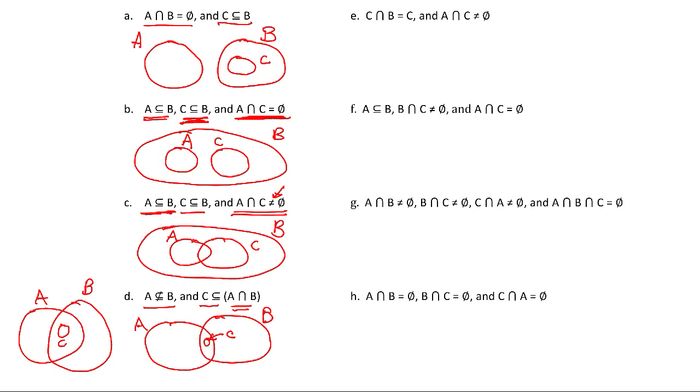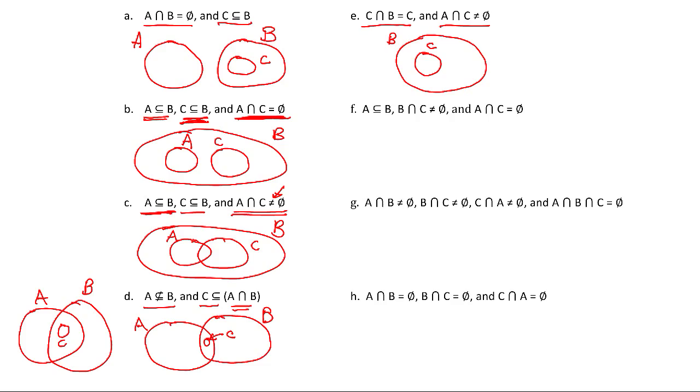Two conditions. C intersect B is equal to C, and A intersect C is not equal to the empty set. Now just a second. In a previous problem, I talked about this situation where if the intersection of two sets is one of the sets, that means one of them is a subset of the other. And in this case, I think C has to be a subset of B. Let's draw the picture and see if it makes sense. That C is a subset of B.